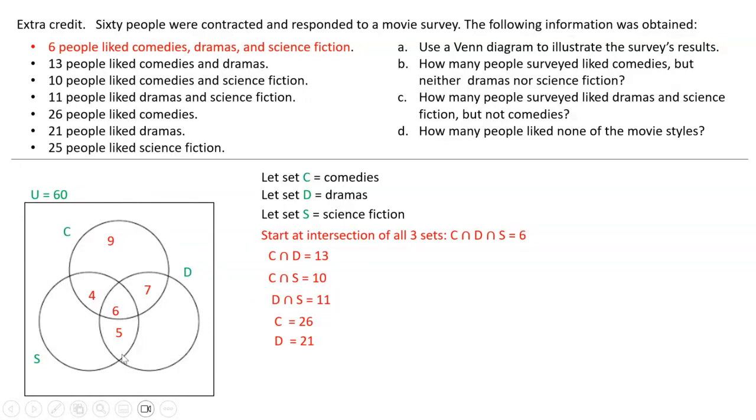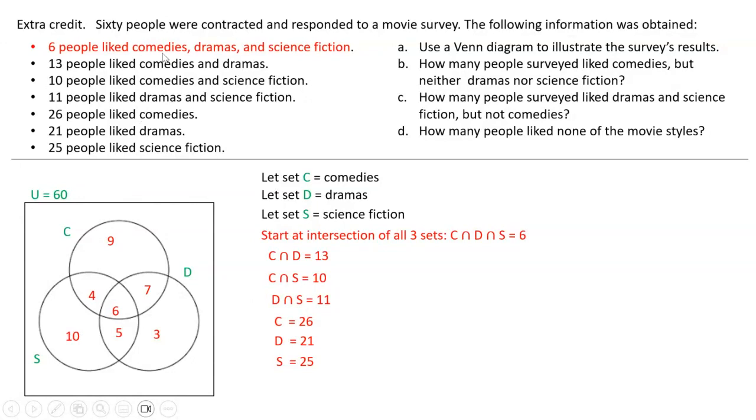Now D, this is the D set right here. We have 7 plus 6 plus 5, which is going to give us 18. So 21 minus 18 will give us 3. Now the set S is 25. So all this S has to be 25. There's 4 and 6 is 10, plus 5 is 15. So 25 minus 15 will give us 10.